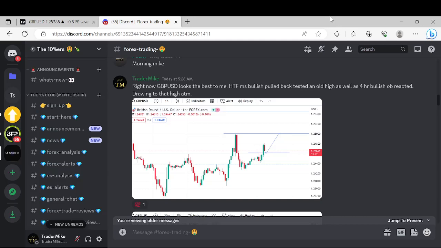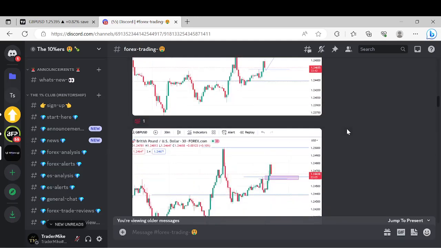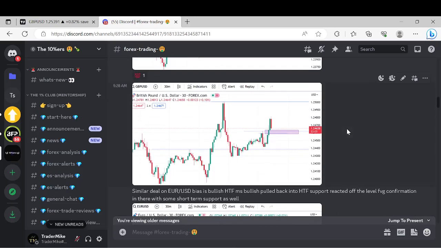Okay. So the very first pair that I posted in chat this morning was GBP USD. And as you can see, I said right now, GBP USD looks the best to me. Higher time frame market structure bullish, pulled back, tested an old high, as well as 4-hour bullish order block, reacted, drawn to that high at the moment. That high that I'm indicating is previous day's highs, which it has taken out now. And you can see right there, I posted fair value gap confirmation, order block, old high support.